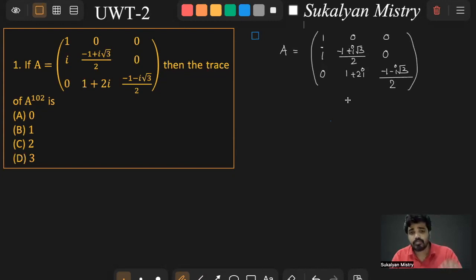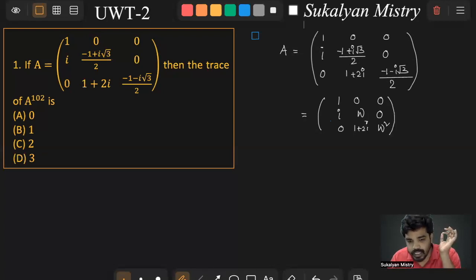So we know that the value of omega is minus 1 plus i root 3 by 2, and omega square is minus 1 minus i root 3 divided by 2. So basically it is given 1 0 0, i omega 0, 0 1 plus 2i omega square. So we see that this is an upper triangular matrix, sorry, this is a lower triangular matrix.